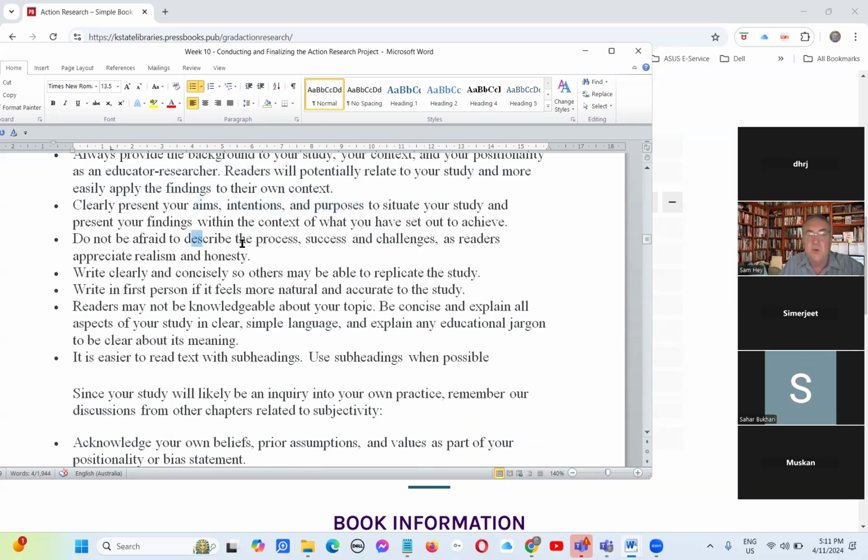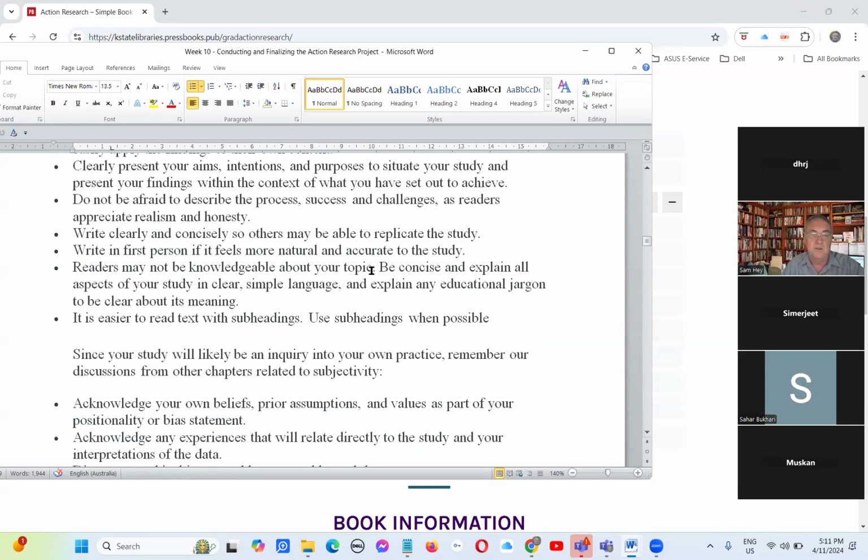Don't be afraid to describe the processes, the successes and challenges that could be faced. Be real, be open, be honest, be transparent and authentic in what you write about. Own what you're writing about. Be humble, but at the same time be clear and concisely describe what you're seeking to do and the reasons for doing it. Usually we write in the third person, not the first person.